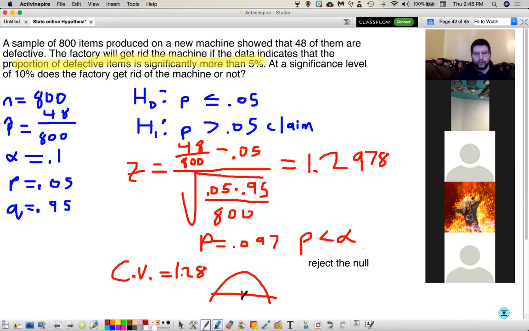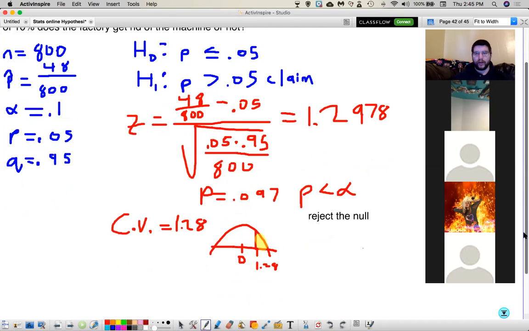Critical value 1.28. That's about here-ish. Shaded over here. Our test statistic is 1.29, so barely over there, but it's in that rejection region. So again, we reject the null.